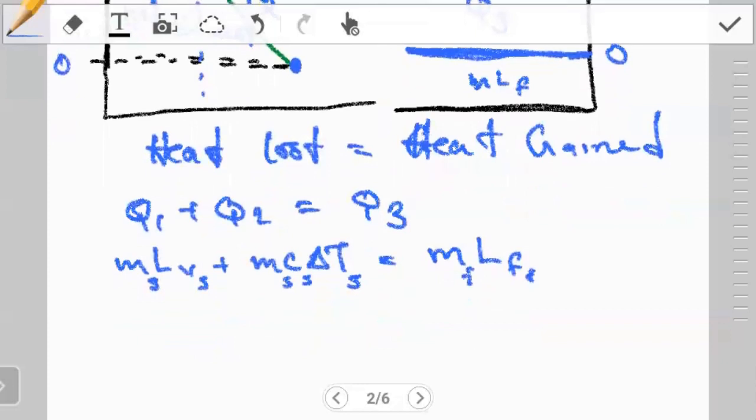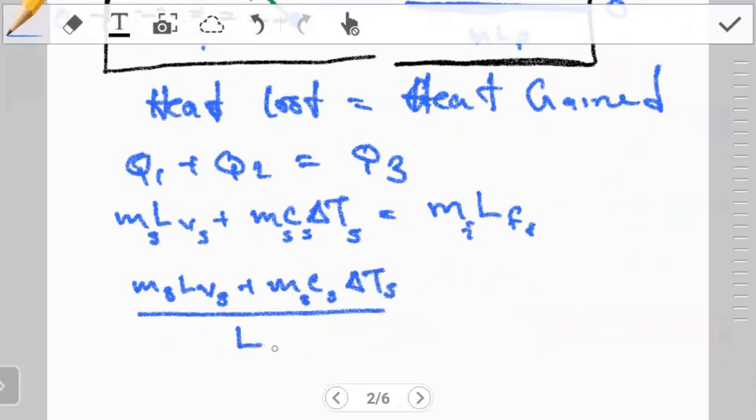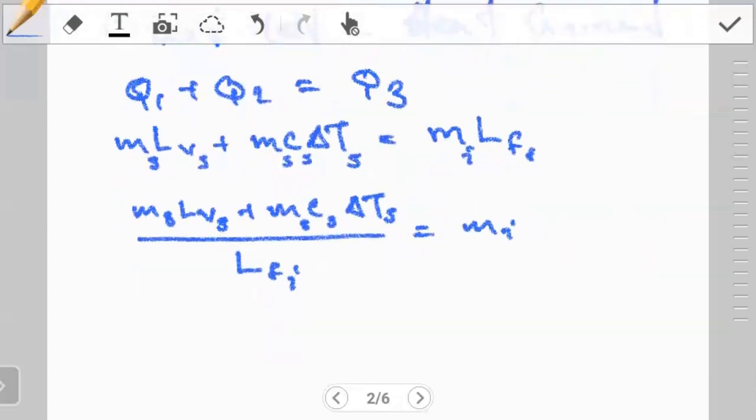Okay, so now when we start working them out, we want to find the mass of ice. So I can divide both sides by LF. So we notice that this becomes MS LVS plus MS CS change in TS divided by LFI. This is what is equal to the mass of ice. So notice that we're not talking about that water which was originally present in the mixture, because that was not gaining any heat. The heat was being gained by the ice. It was being lost by the steam.